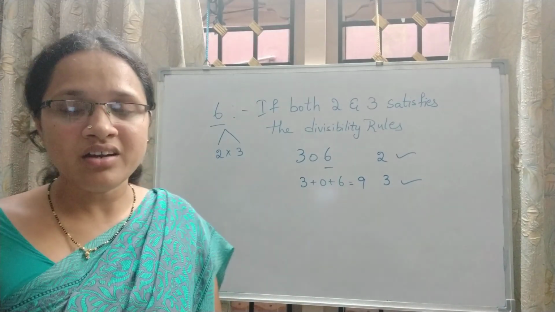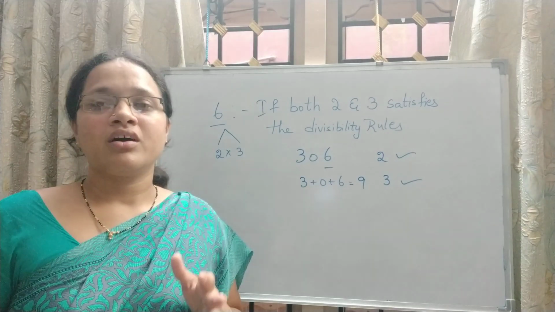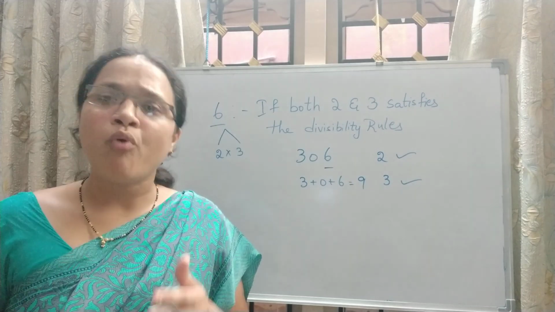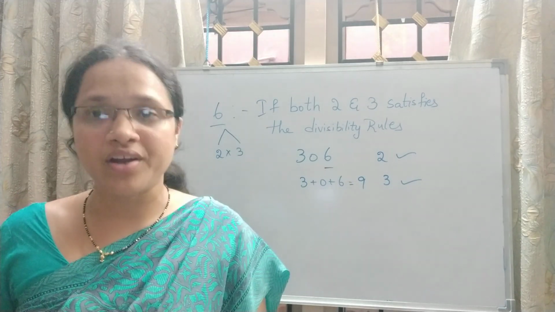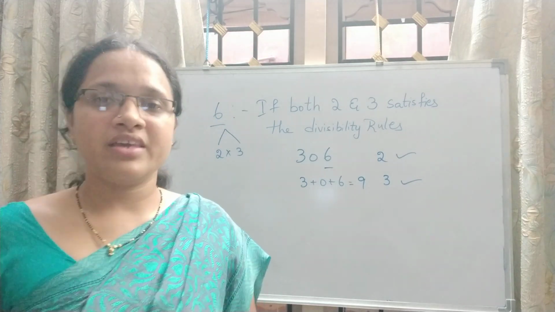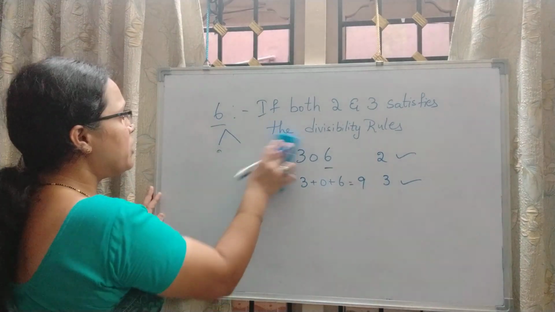So did you understand that? 6 does not have a divisibility rule of its own. It depends on 2 and 3. That means both the divisibility rules should be satisfied in order to be divisible by 6. Did you understand, children? Yes. Now, let me go with the next number.